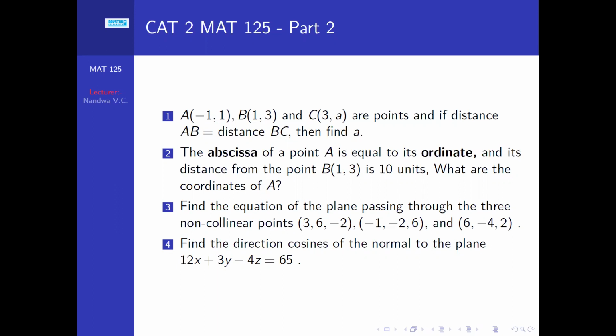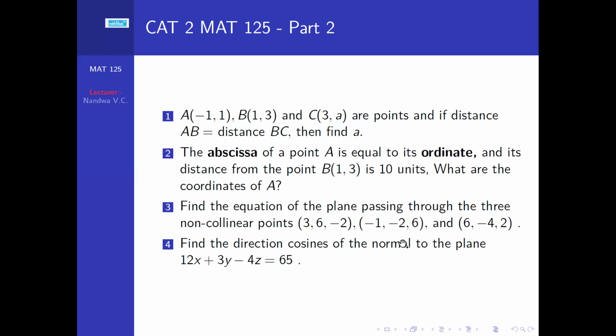And then number 2, the abscissa of a point A is equal to its ordinate. Given that the distance from B is 10 units, what are the coordinates of A? And then next is to find the equation of a plane passing through 3 points. Lastly, find the direction cosines and normal to the plane 12x plus 3y minus 4z equals 65.